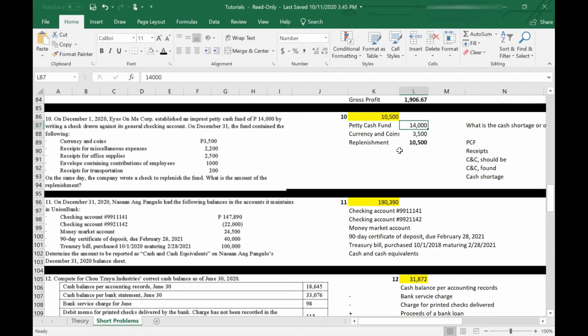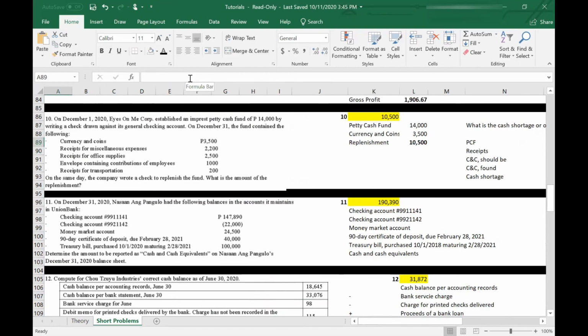On December 31, the fund contained the following: currency and coins of 3,500, and the following items as projected on screen. So in determining the amount of replenishment, you just get the difference between your petty cash fund balance and the currency and coins that you discover in the fund. In this example, your petty cash fund is 14,000. The currency and coins is just 3,500. Therefore, the amount of the replenishment should be 10,500. So that's the answer.